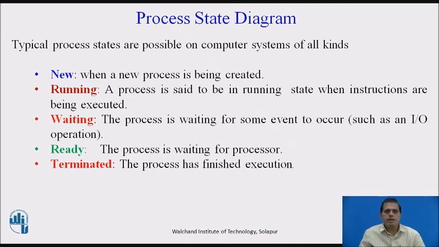Now in the process state diagram, typical process states are possible on computer systems of all kinds. First, new, when a new process is being created. Running, a process is said to be in running state when instructions are being executed in a processor. Waiting, the process is waiting for some event to occur such as an IO operation, input output operation. Ready state, the process is waiting for a processor. And terminated, the process has finished execution.